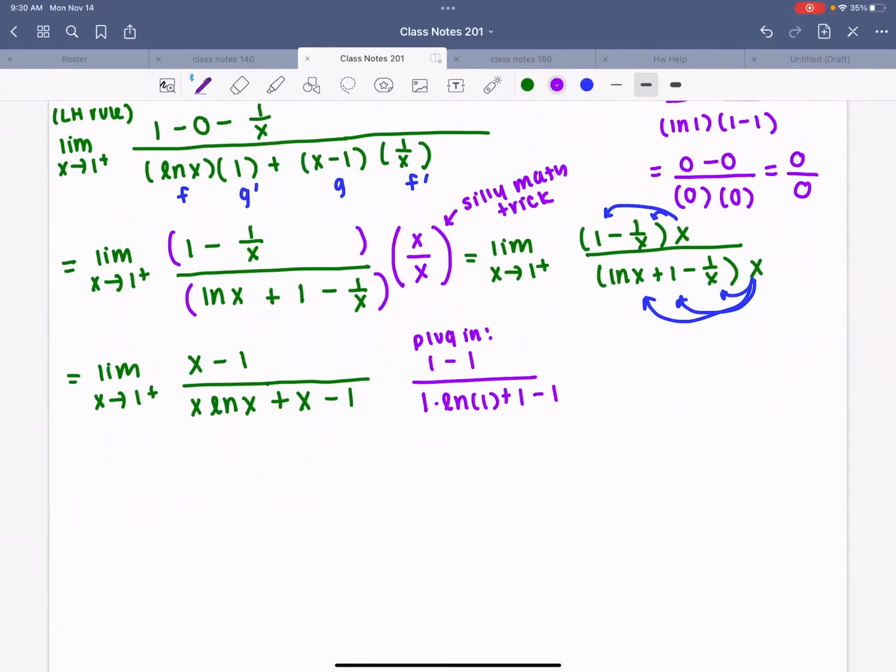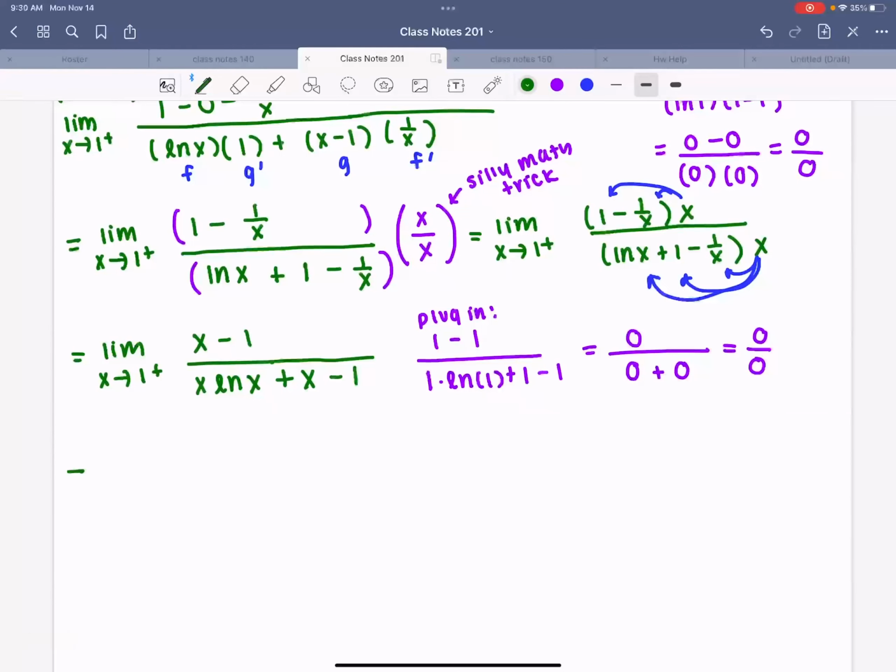On top we got 0. 1 times the natural log of 1 is 0, plus 1 minus 1 is 0. This is another 0 over 0 type limit. What do we have to do next? Do L'Hopital's rule again, right? This is getting kind of tiring. I don't know why I gave these hard questions during this class, but let's keep going. We got this. This is good practice.